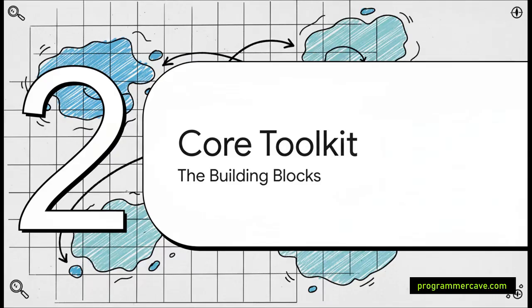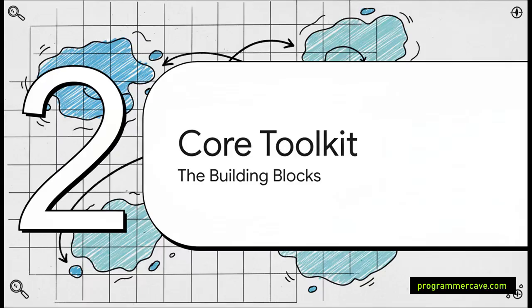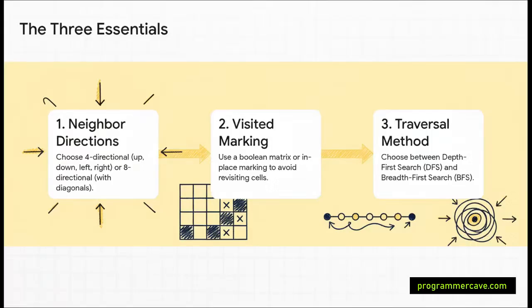Okay, to really master this pattern, you just need a few basic building blocks. Let's think of this next part as putting together your core toolkit. Once you have these pieces, you'll be ready to tackle pretty much any grid problem they throw at you. And honestly, there are only 3 essential things you need to nail down. First, you've got to define your neighbor directions. Are we only looking up, down, left, and right, or are we including diagonals too? Second, and this one is absolutely crucial, you need a way to keep track of where you've already been. This is what prevents you from getting stuck in an infinite loop. And third, you just have to pick your traversal method. Are you going to go with depth first search or breadth first search?